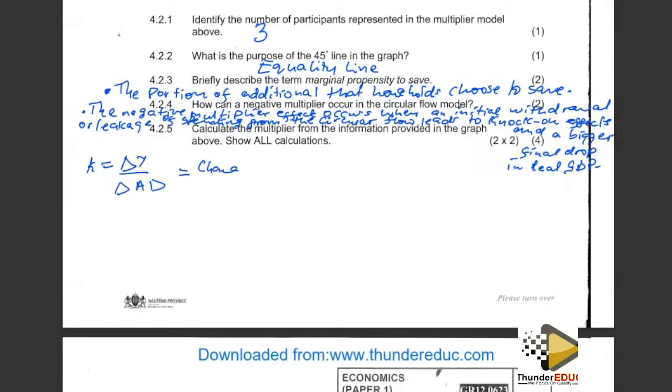We can also write it in words: change in income divided by change in total expenditure.